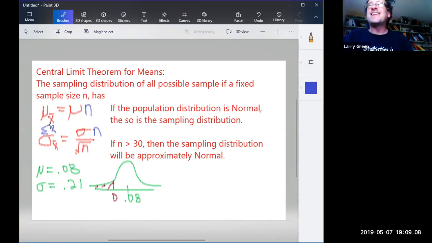Yeah, so that's the sum. The sum is the total, right? So you put a sigma X instead of an X bar here too. Sigma X. Like that. Any questions on that?